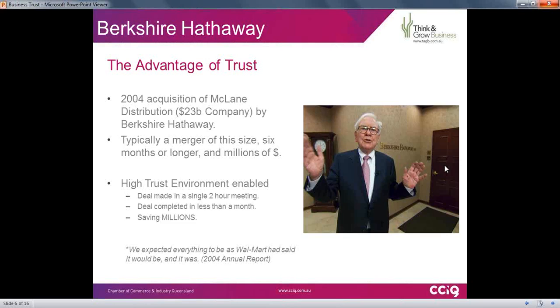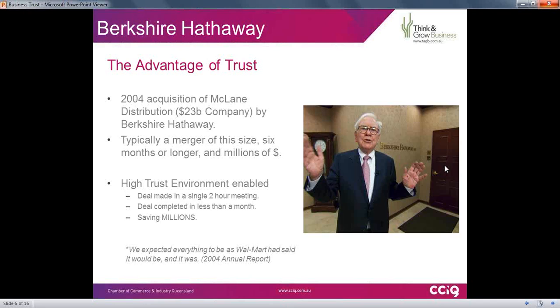Now, I don't share that for you to suddenly say, I'm not going to do due diligence, because due diligence is something that you should be doing. But I share it because of the advantages that businesses can have and do have when they operate in that world of high trust. It's a vivid example of what can happen when you work in that world.